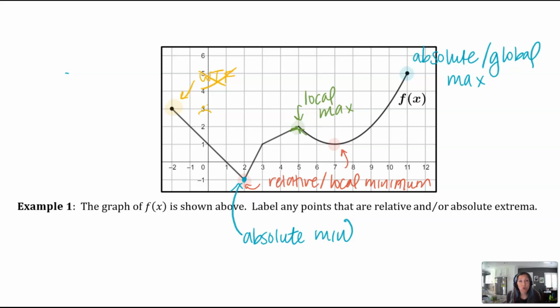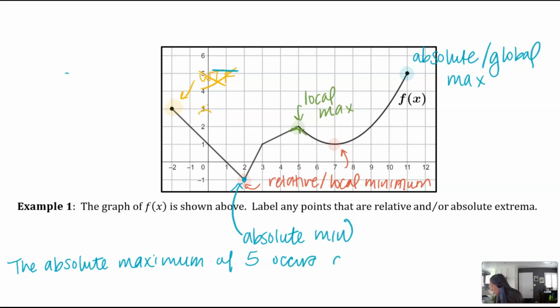Because this is something students struggle with a lot. So we have two different questions we could be asked, which is where does that absolute maximum occur? And the other is what is the absolute maximum, right? So if we were to write that out in words, you might say something like the absolute maximum of 5 occurs at x is equal to 11.